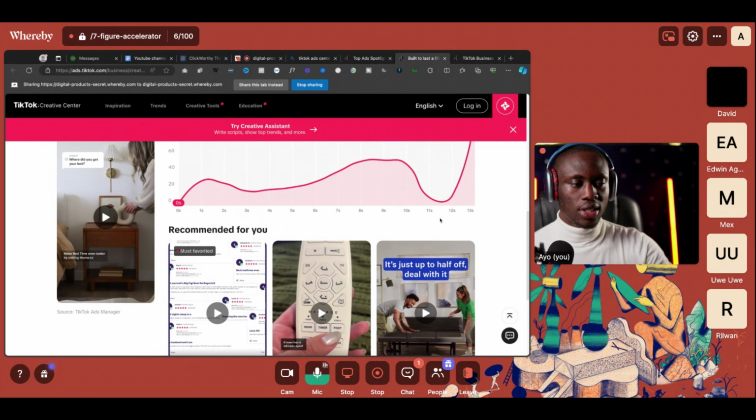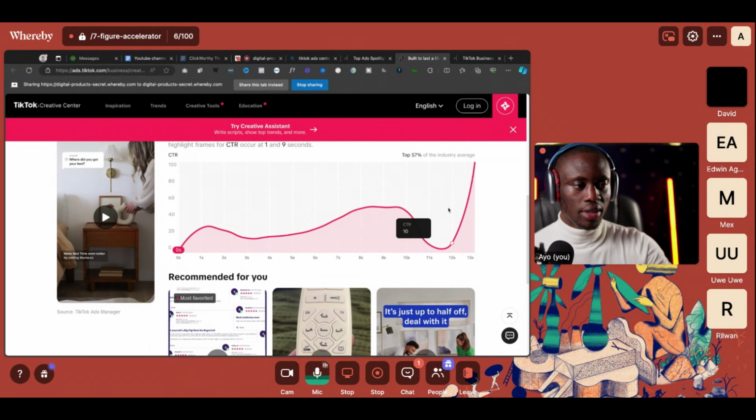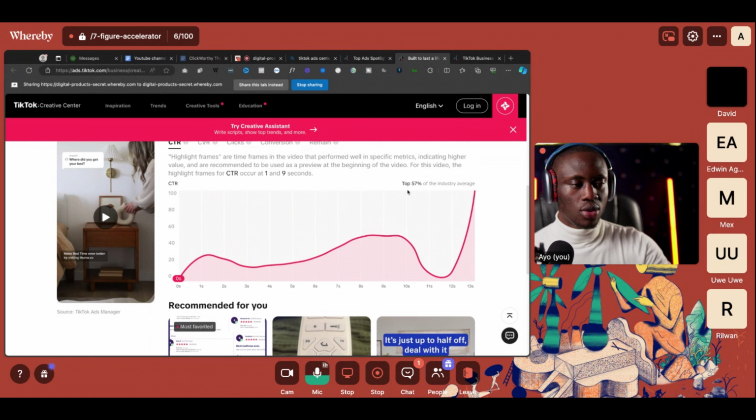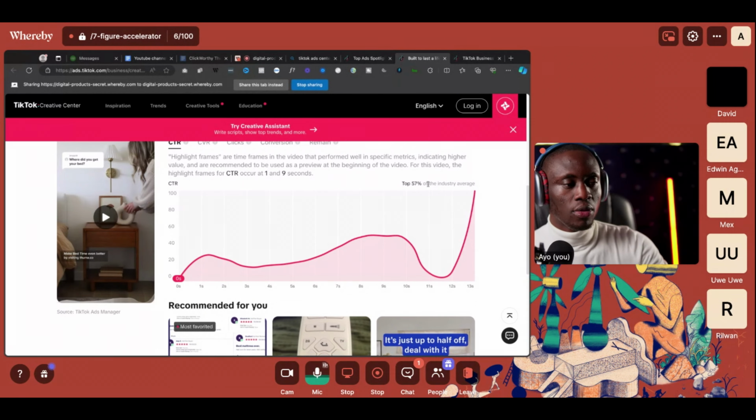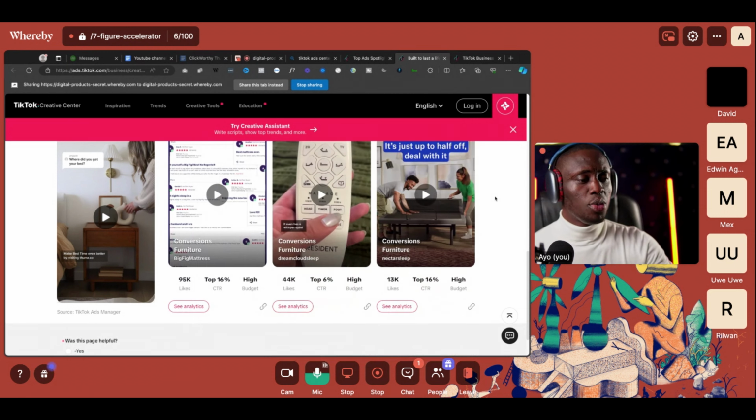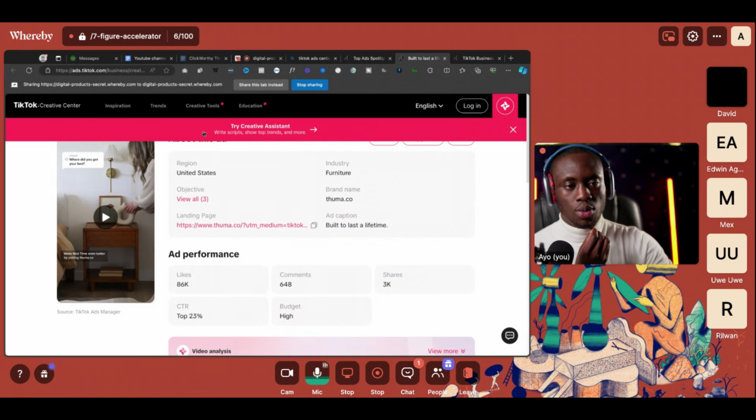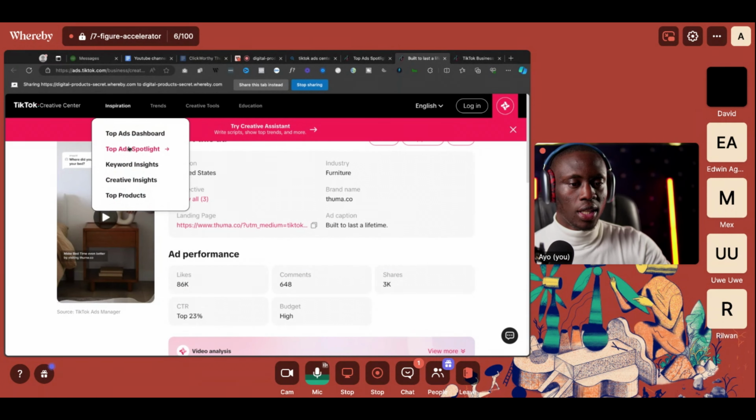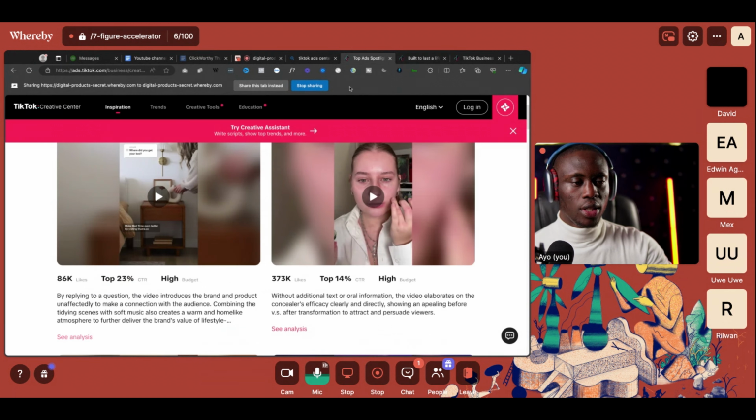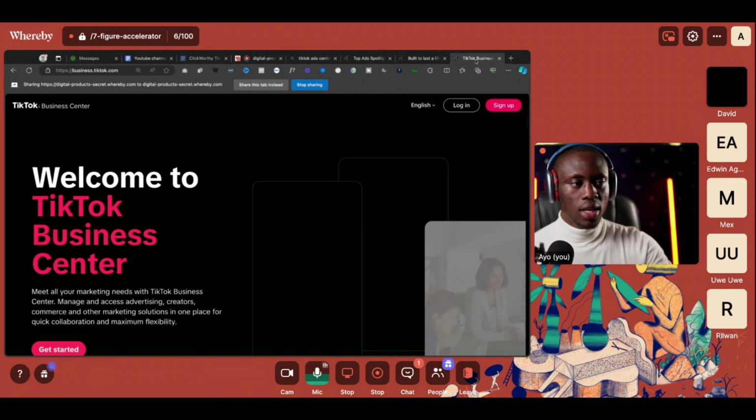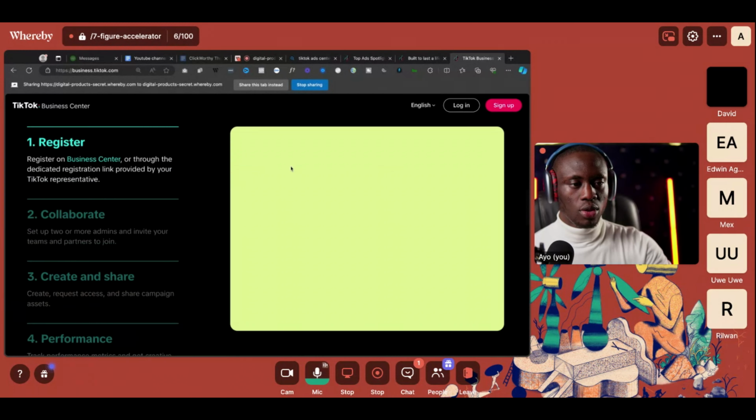And when you look at the chart for the brand, you will see that it has really, really high CTR. So they are telling you that it belongs to the top 57% of the industry average, which means this ad is working, right? So the main reason I decided I was going to show you this is because you get to understand what exactly is working in each industry, so you can easily just search for what is working, and that's where we found this. Now, this is the TikTok Business Center.